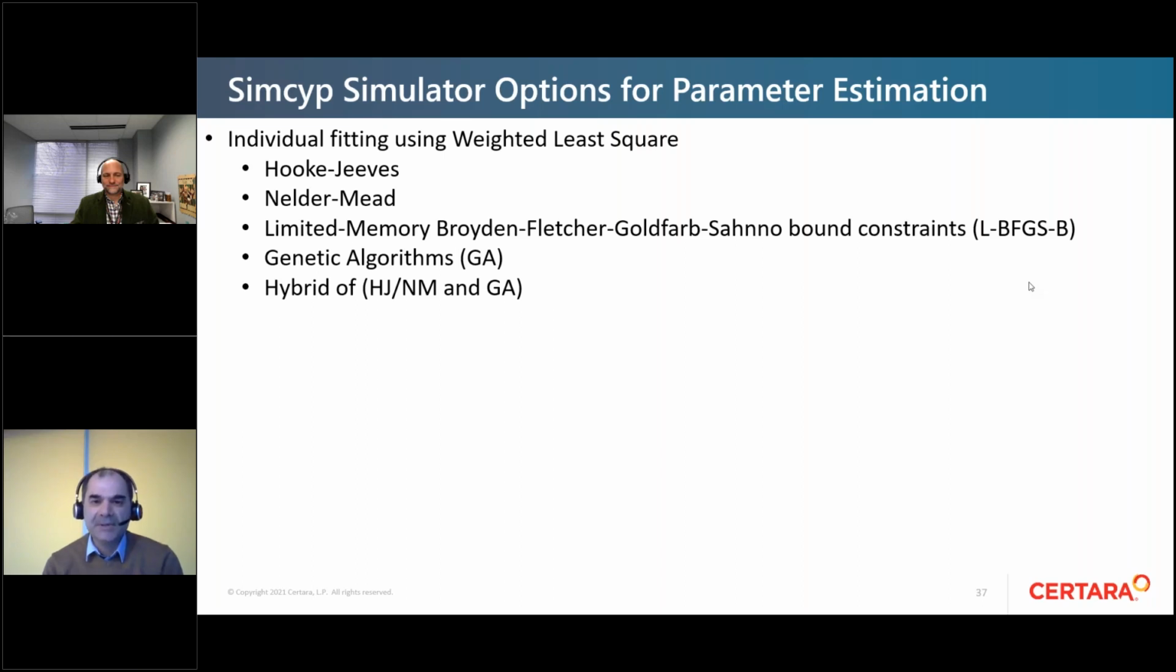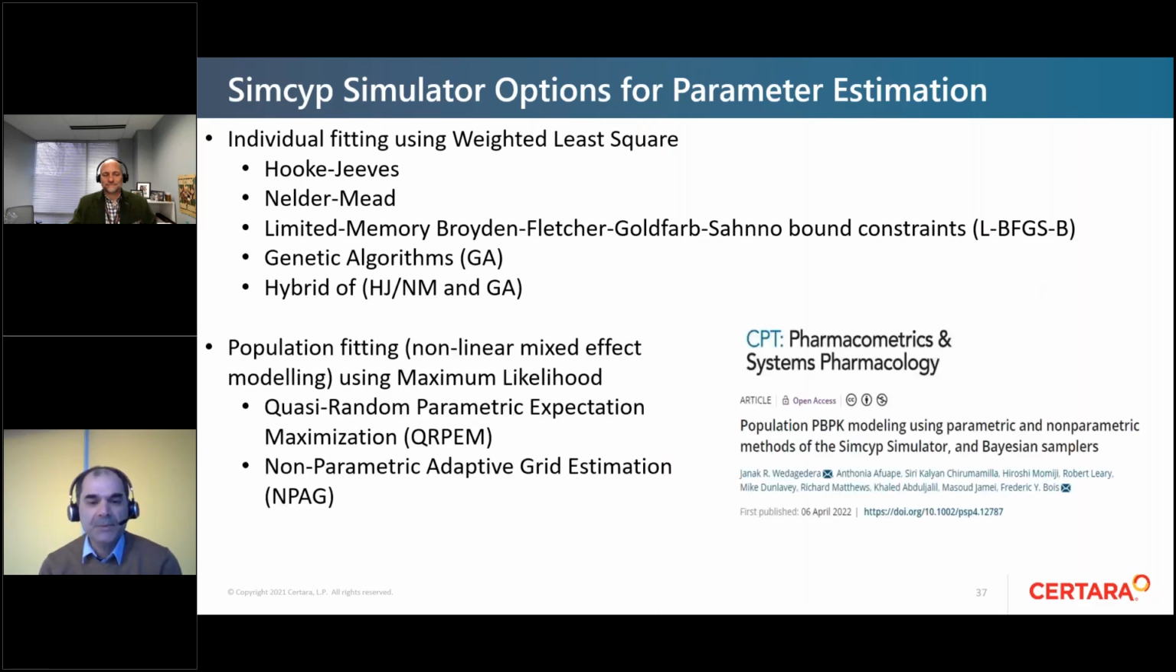There are various fitting algorithms that are incorporated in the simulator. You can do individual fittings. Many methods are incorporated, and you can do population fitting as well. So we have incorporated the QRPEM method as well as MPAC, so parametric and non-parametric maximum likelihood methods are incorporated. And if people are interested, they can look at the paper where we compare the performance of the model versus the standard Bayesian samplers that was published last year.